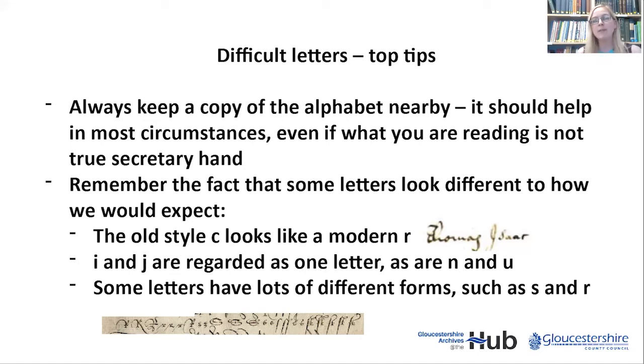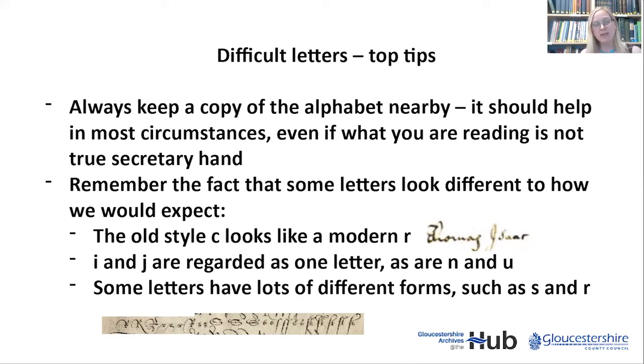Remember the fact that some letters look different to how we would expect. So, as I've already said, the old style C looking like a modern R. So this man's name is Thomas Isaac, but it looks like Thomas Isar with an R at the end of the second word. Also, if we wanted to go into that, it could easily be a J at the beginning of that surname. I'm sorry about the quality of that, but it is quite difficult to tell, especially that last name.